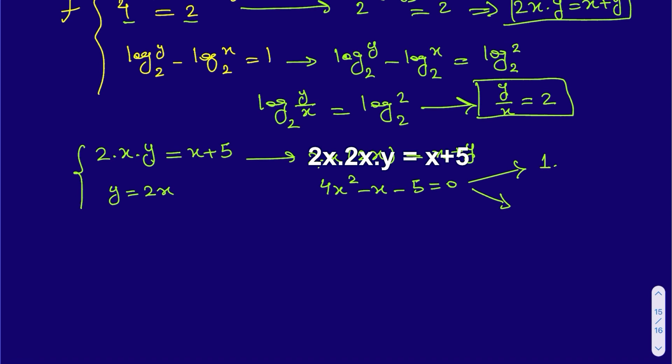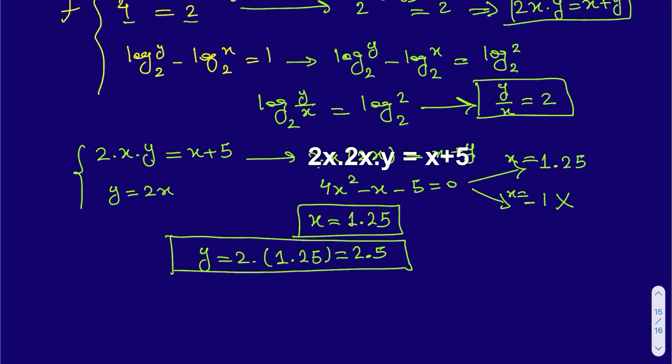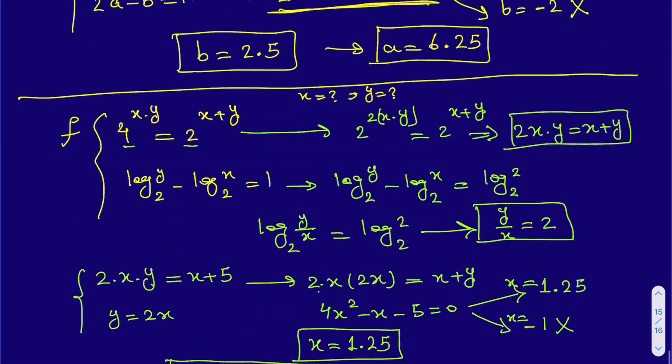One is 1.25 and another one is -1 values for x, which we will not accept the -1 and we will take the positive one, 1.25. So this is the value for x, and then I can substitute it in this equation, and I can say y is equal to 2 times 1.25, which is equal to 2.5, and this is the value of y. Okay, so this is part F.